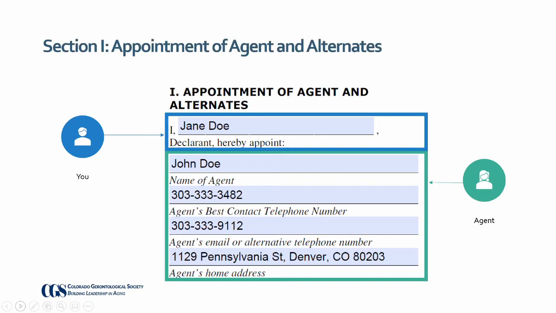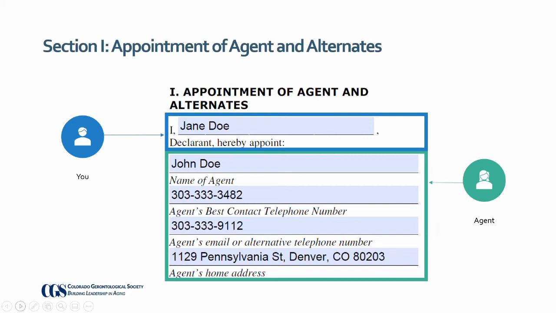And also make sure that you write in a way that it's legible, so whoever reads this document is able to fully read your name and all the other information. So let's go into John Doe's information. Where you see name of agent, this is where we have John Doe, who is going to be the agent. Then we have the best phone number to contact John Doe.